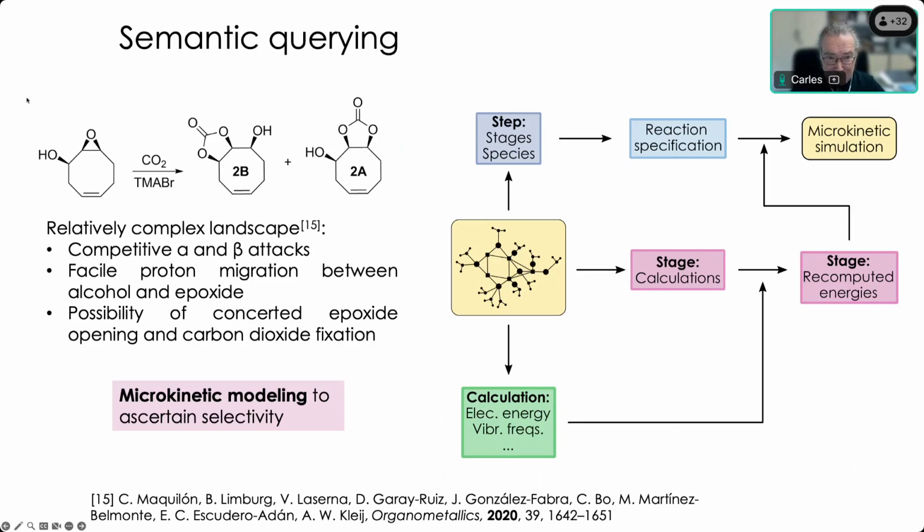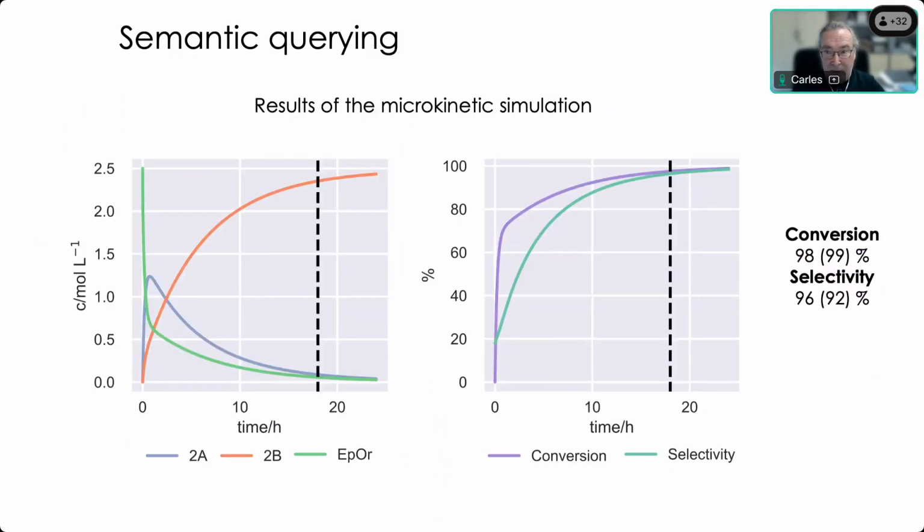For instance, we can select all the reaction stages and species, and from there, with the energies we have, we reconstruct all the reactions, and we can automatically generate microkinetic simulations from all the data that is already stored in the knowledge graph. So automatically, with a simple query plus some post-processing, okay, because a knowledge graph does not know how to run microkinetic simulations, and it's not the goal.